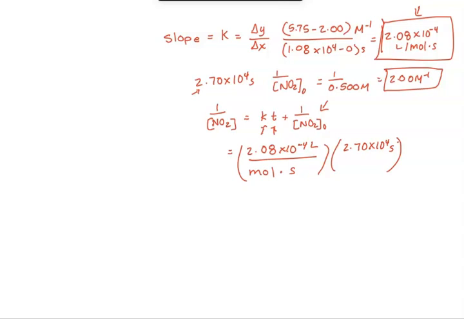We already solved 1 over NO2 naught, and it's right here. So it's going to be plus 2.0 molar minus 1. Now, if we put all of this into the calculator, we should get 7.62, with 3 sig figs. And now we're almost done.